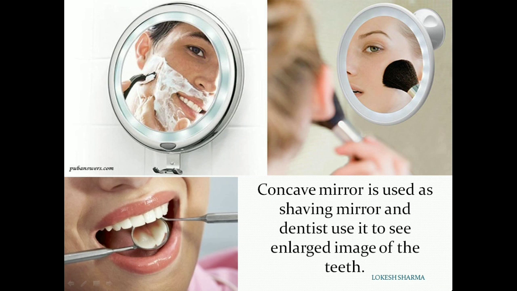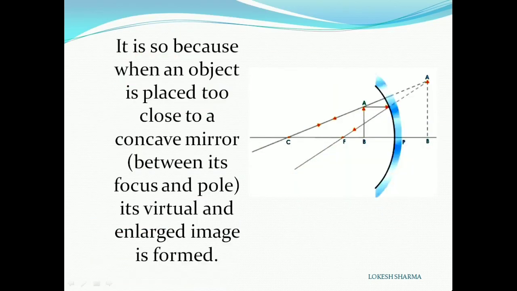Now, concave mirrors are used as shaving mirrors and dentists use them to see an enlarged image of the teeth. It is so because we know that when an object is placed too close to the concave mirror, that is, between the pole and the focus, a virtual and enlarged image is formed, which is erect. That's why they are used as shaving mirrors and dentists use them to see an enlarged image of the teeth.